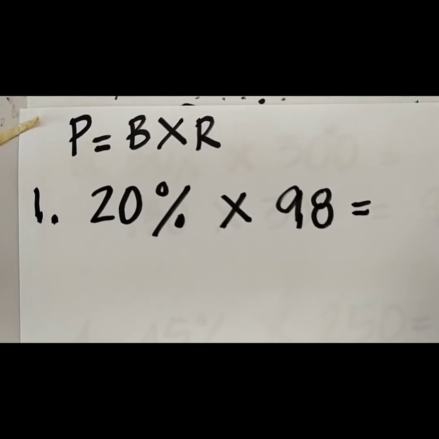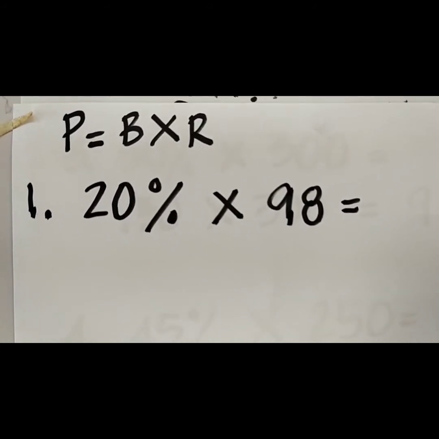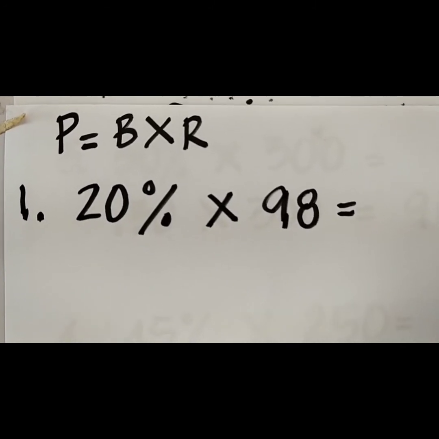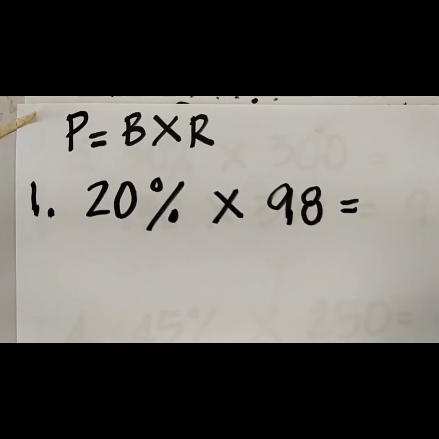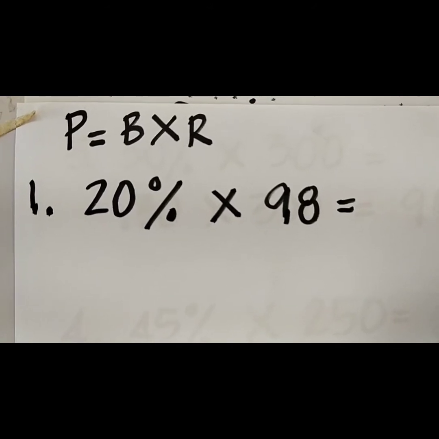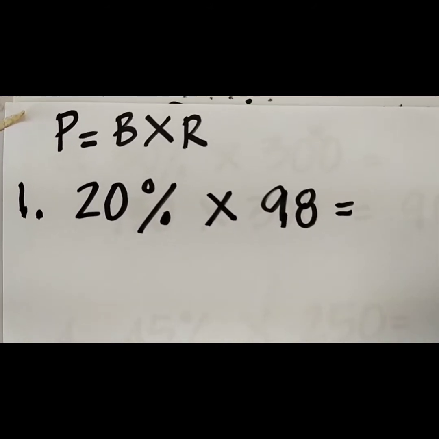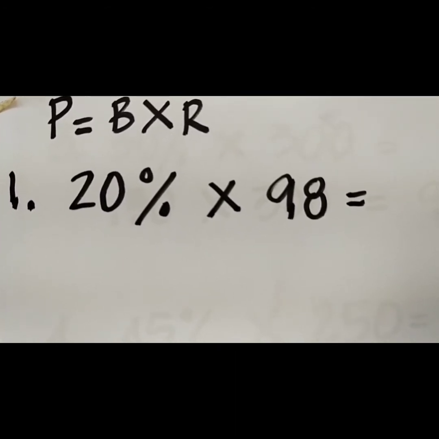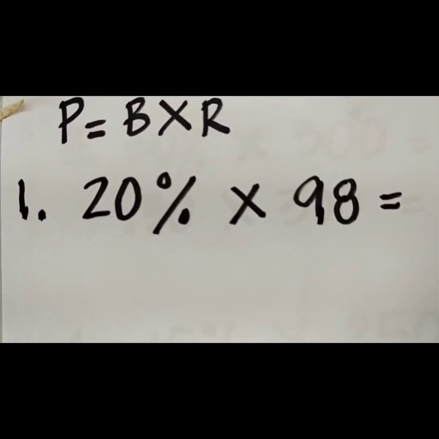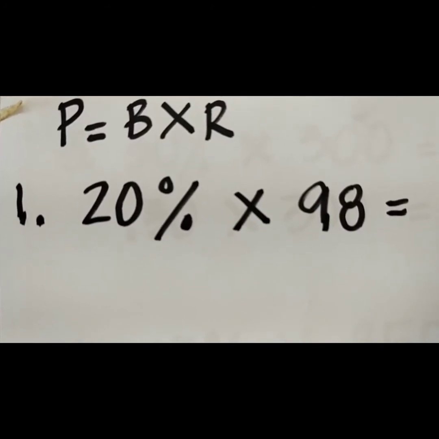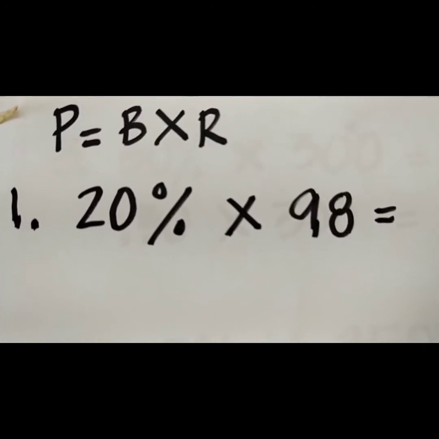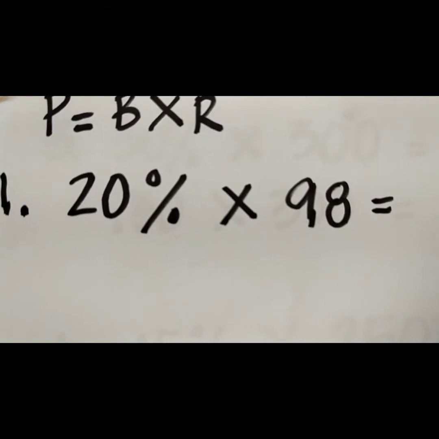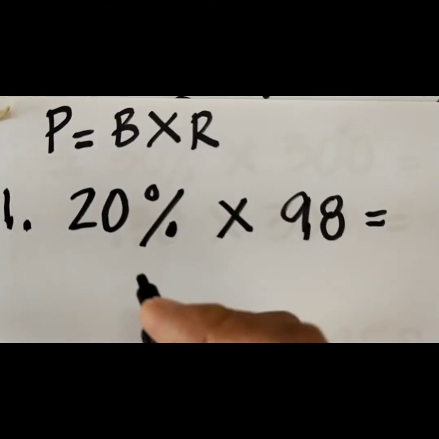Okay, activity B. We have finding the percentage of a number. Now we have a formula to be followed. Percentage is equal to base times rate. But this time, I will introduce to you another way of solving this one, a shortcut way. So we have 20% times 98. We could not multiply 20% to 98 because this is in percent form. So we will change this into decimal.